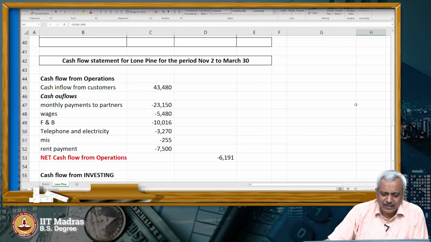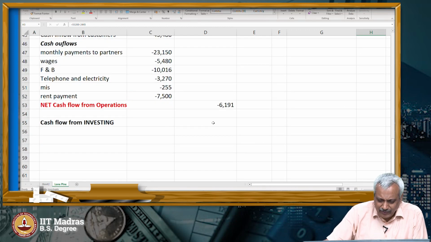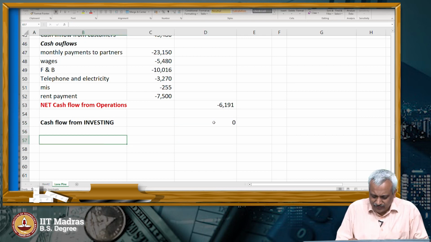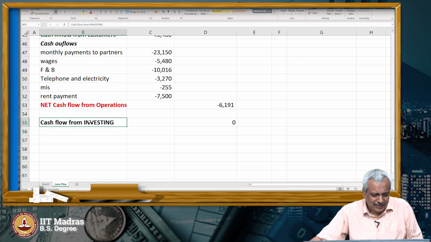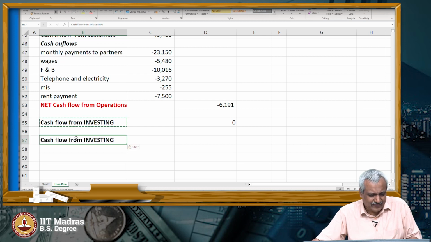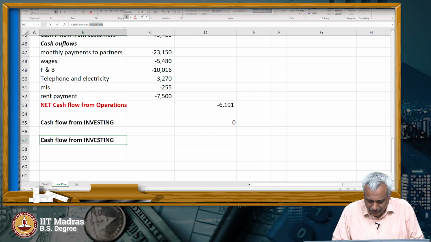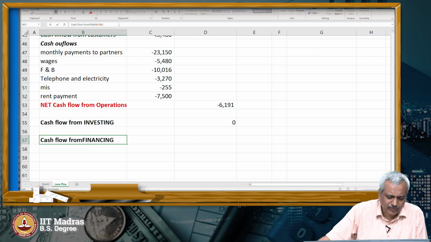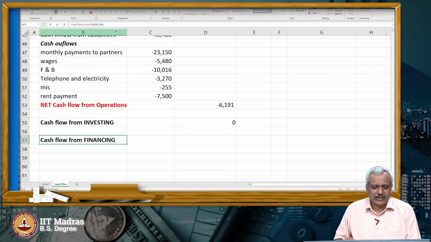So what is the basic thing out there? The cash flow from investing in this particular case is 0. Now what do I do? I go to the next one, that is what we call cash flow from financing activity. I am just going to talk about financing in this particular case, cash flow from financing activity.